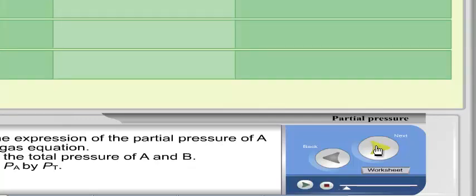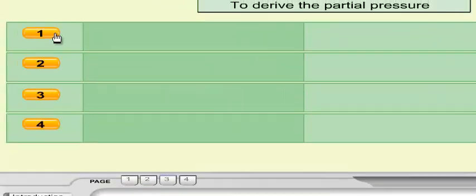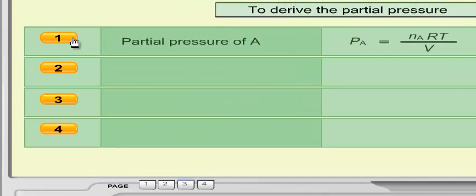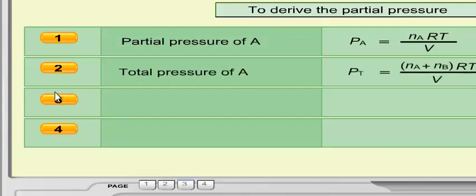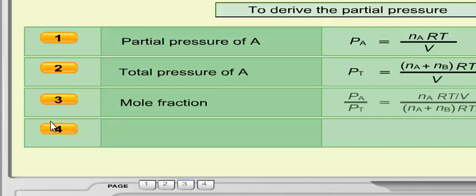Click on the button 1 to get the expression of the partial pressure of A according to the ideal gas equation. Now, click on the button 2 for the total pressure of A and B. Click on the button 3 to divide PA by PT. Click on the mole fraction button.